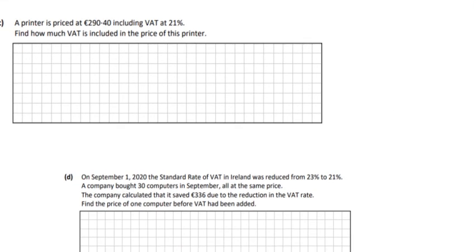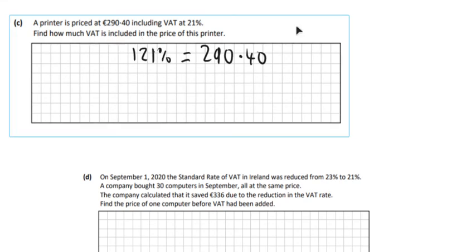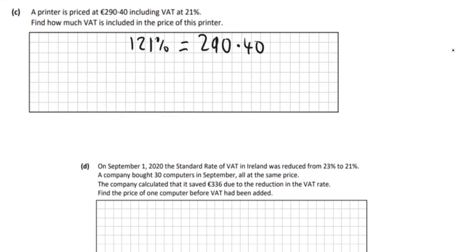Right, so part C of the question. A printer is priced at €290.40, including VAT at 21%. If it's including VAT at 21%, then that has to be 121% altogether, so that has to be the €290.40. Find out how much VAT is included in the price of the printer. The VAT will be the 21%, so we're trying to figure out what 21% is.